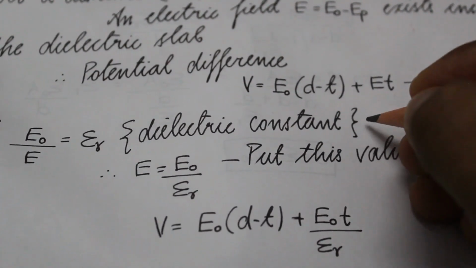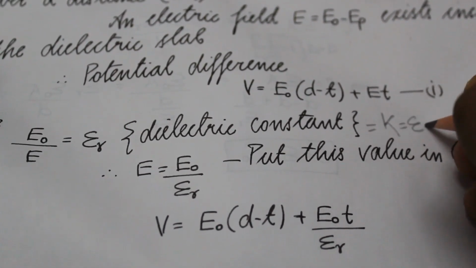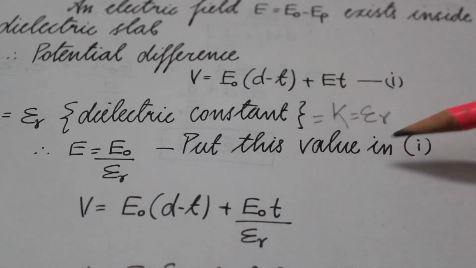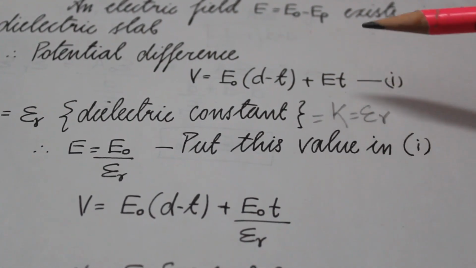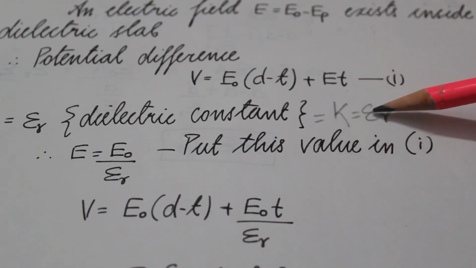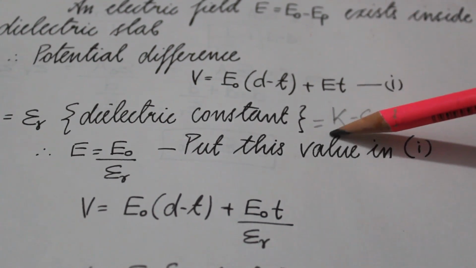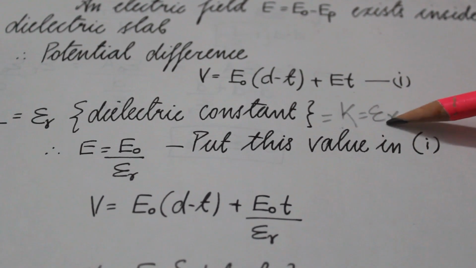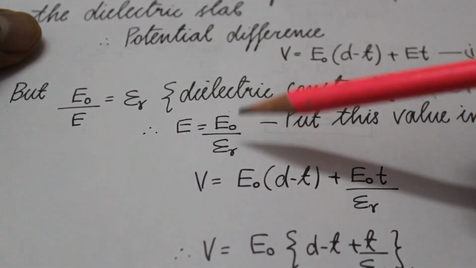In some of the books, the dielectric constant is also written as K. I have used epsilon R because K is widely used as the Coulomb constant also. So to reduce confusion, I have used epsilon R. You can use K as well. It is your wish. If you wish, you can use K instead of epsilon R. So from here I get E is equal to E naught by epsilon R.